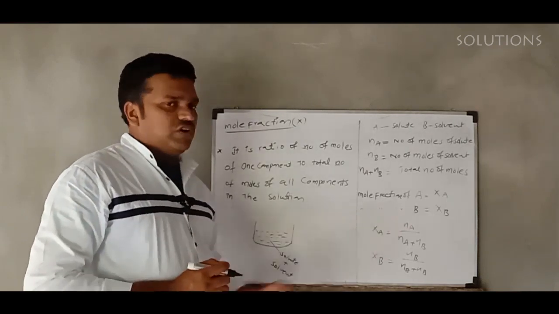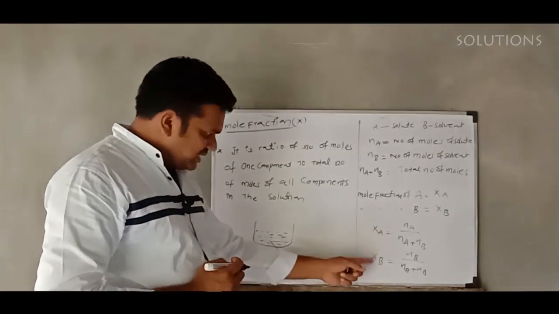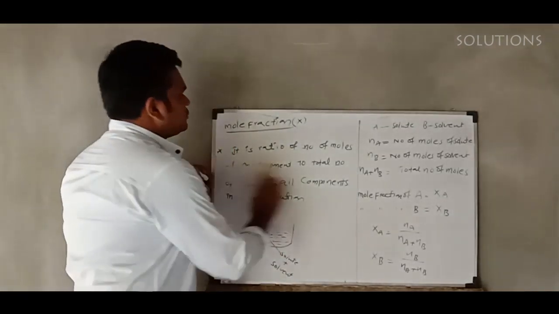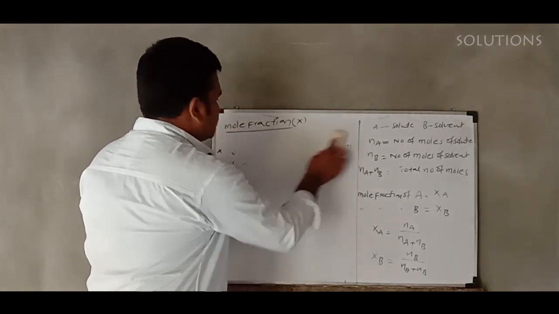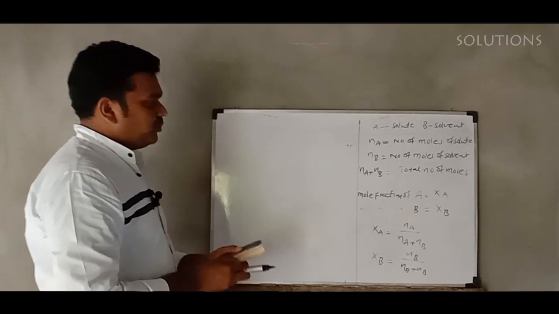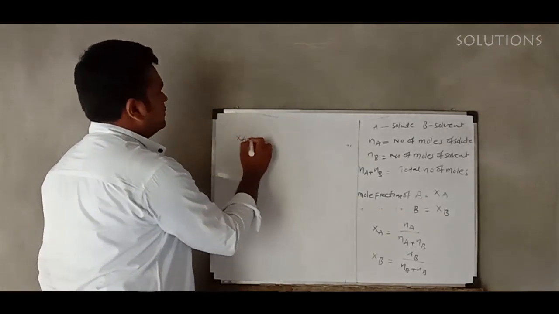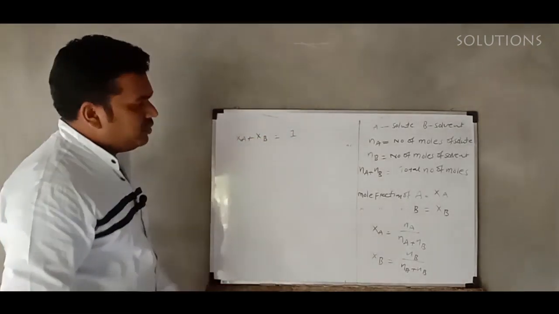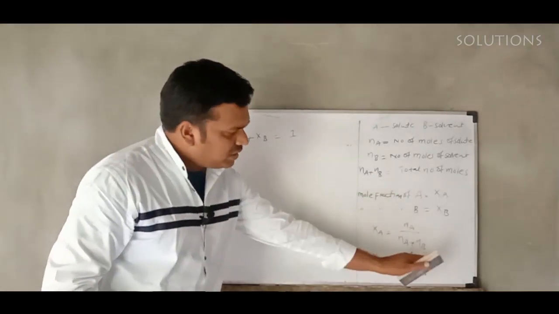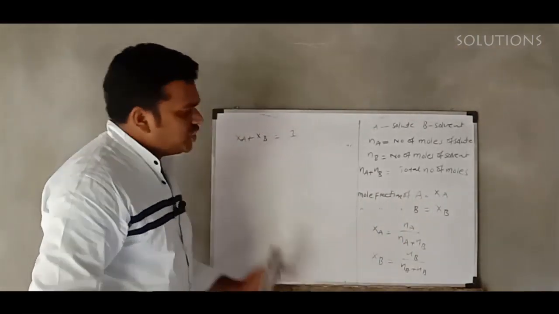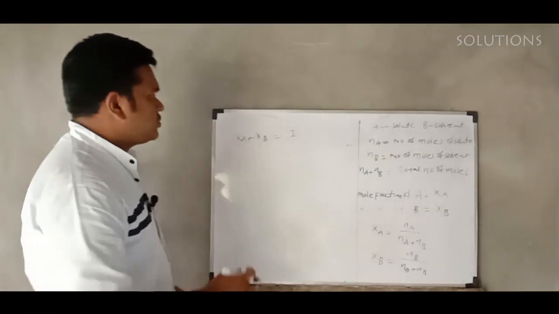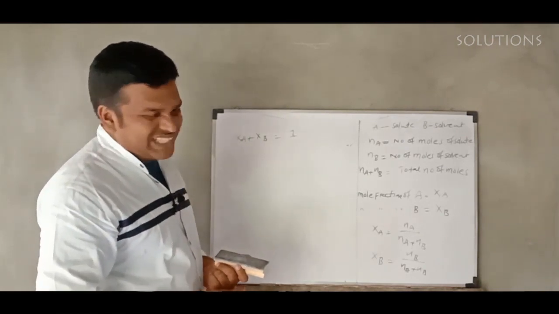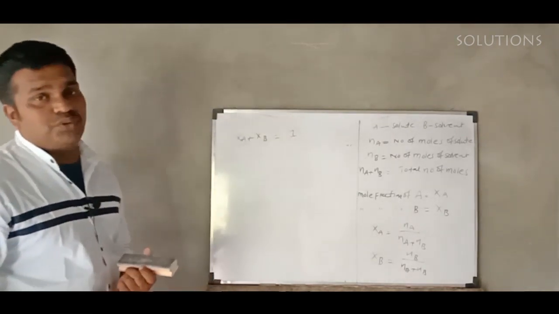So this is the mole fraction of A, that is XA, and this is the mole fraction of B, that is XB. Now we want to add these two, XA plus XB. How much are you getting in total? You can add NA by NA plus NB and NB by NA plus NB. If you take the LCM, you get NA plus NB in the denominator. Numerator and denominator both cancel. You will get XA plus XB is equal to 1 only.